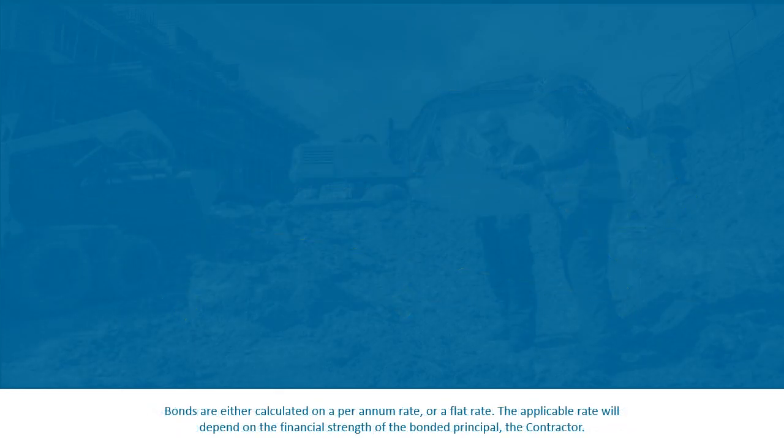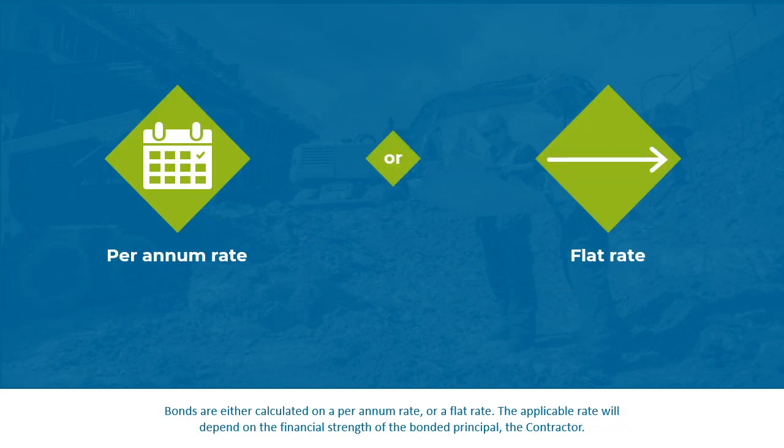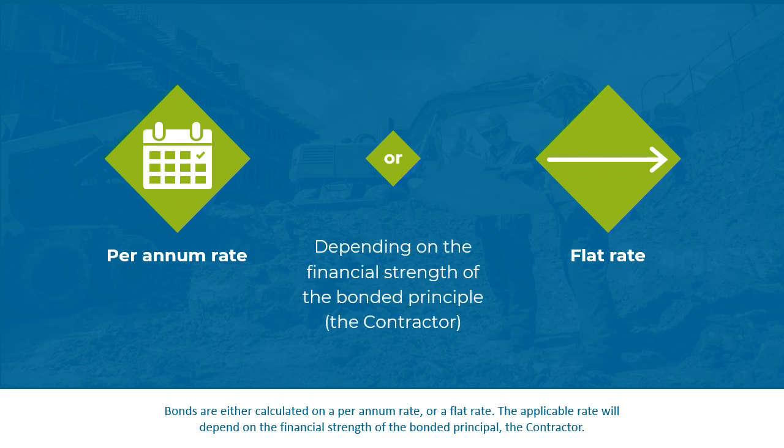Bonds are either calculated on a per annum rate or a flat rate. The applicable rate will depend on the financial strength of the bonded principal, the contractor.